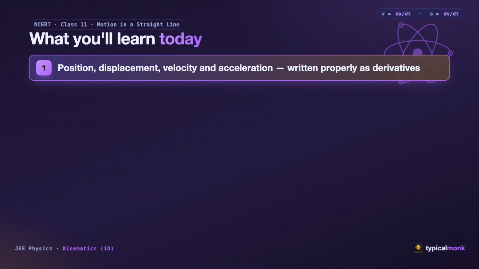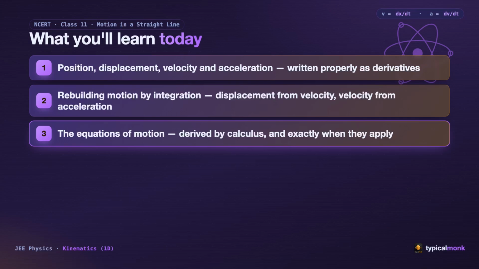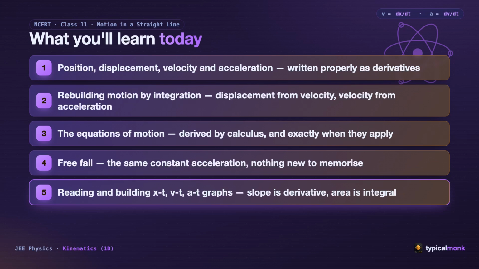So what will you carry home from today's class? First, position, displacement, velocity, and acceleration. Second, how motion is rebuilt by integration. Displacement as the integral of velocity. Velocity as the integral of acceleration. Third, the equations of motion, derived by calculus, not just memorized, and exactly when they are allowed to be used. Fourth, free fall as simply one more case of constant acceleration. And fifth, reading and building x-t, v-t, and a-t graphs, where slope means derivative and area means integral. Ready? One idea at a time.